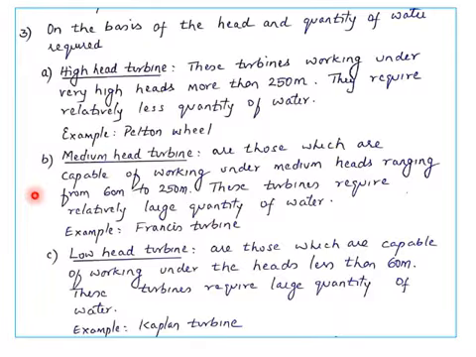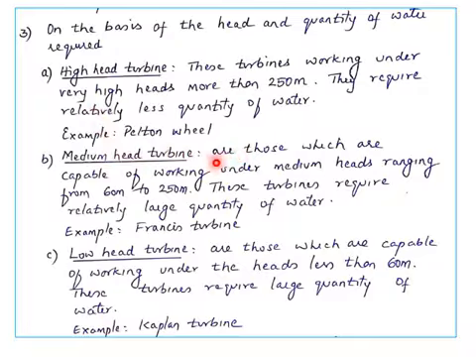Then on the basis of the head and quantity of water required, we have 3 types of turbine, which are called high head turbine, medium head turbine and low head turbine. If the turbine is working under very high heads, say more than 250 meters, then it is classified under a high head turbine. Since it is working under a very high head, it requires a very small quantity of water. An example is the Pelton wheel.